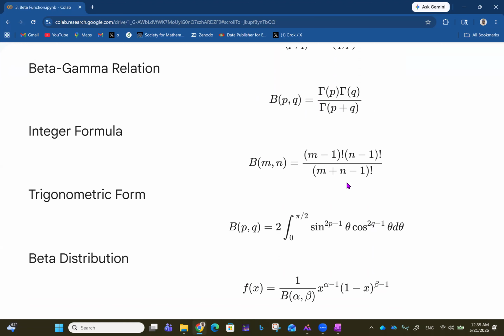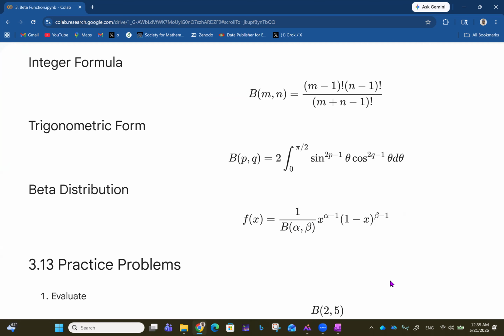So in trigonometric form, we can also have beta of p comma q to be 2 integral from 0 to pi over 2 of sine raised to 2p minus 1 theta cos raised to 2q minus 1 theta d theta. And we have the beta distribution to be f of x equals, that's not in probability, f of x equals 1 over beta of alpha comma beta times x raised to alpha minus 1 times (1 minus x) raised to beta minus 1.